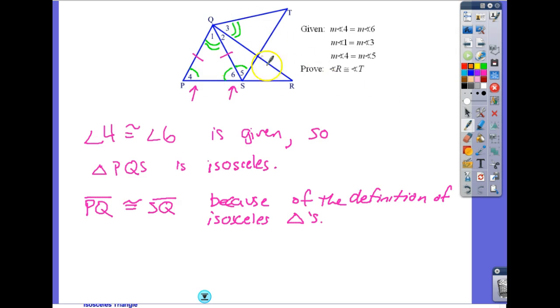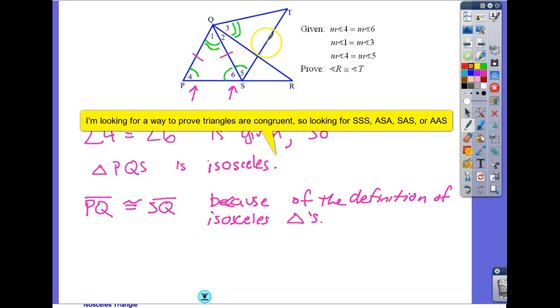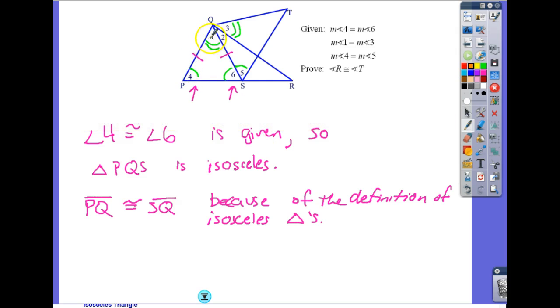We can then say, okay, now I know that I have an angle and then a side. So if I have an angle and a side, I should look for either this side. So can I prove that PR is congruent to ST? It doesn't look like it. But I have, let's see, angle, side, and I have part of an angle here. So can I prove that this angle is congruent to this whole angle? That's what I have to look at.